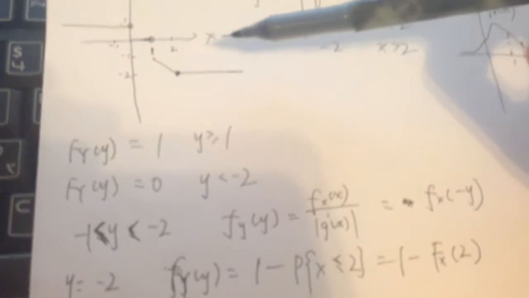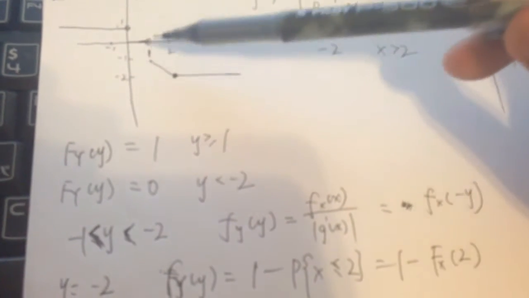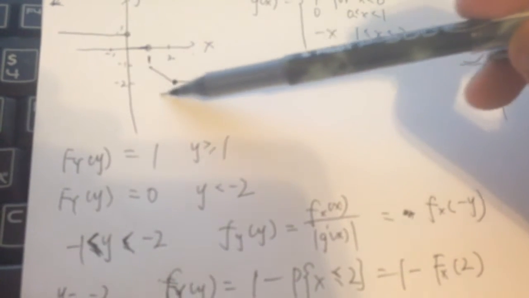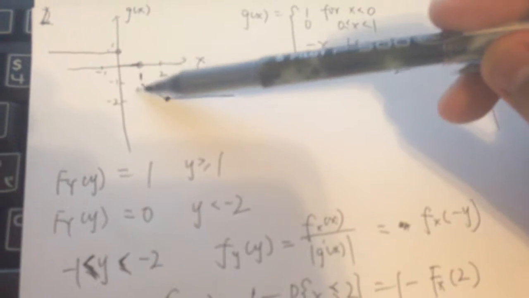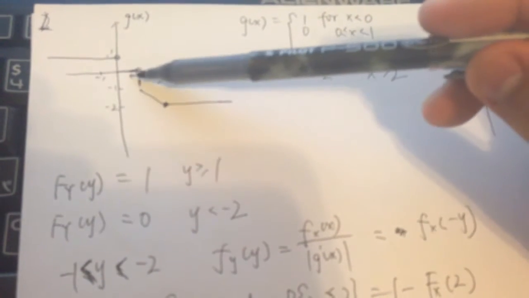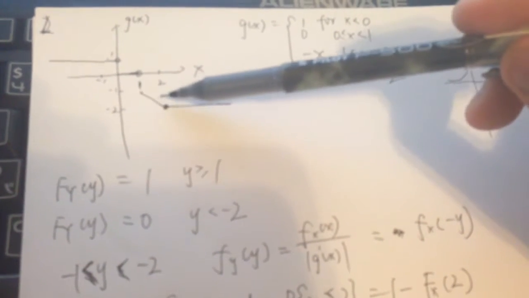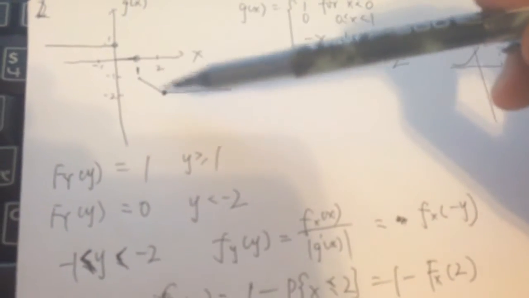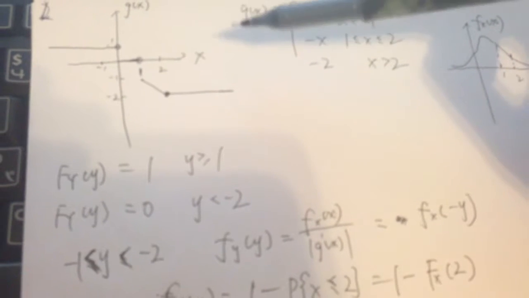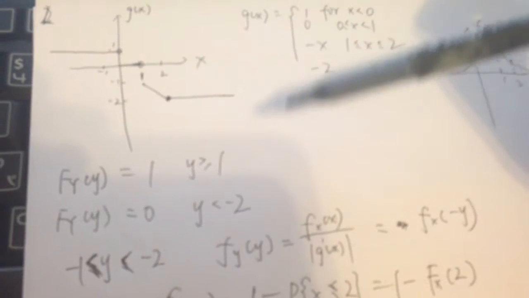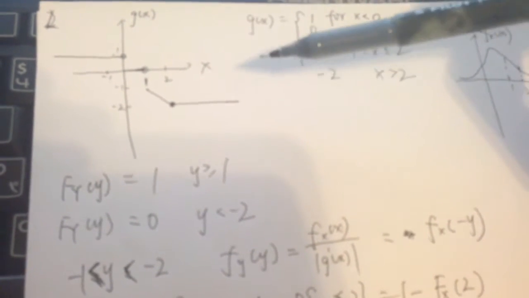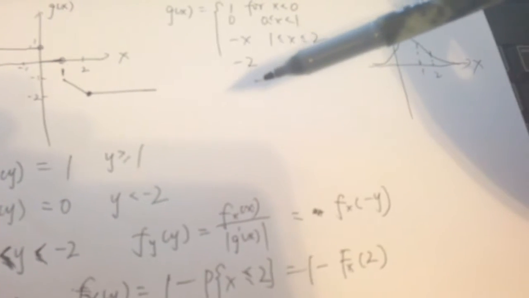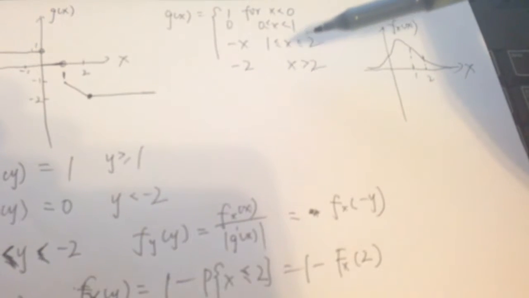But when y is between minus 1 and minus 2, we can see that this is to say x is between 1 and 2. Here we can use this is continuing, so we can use the fundamental theorem. dFy of y equals fx of x over the magnitude of g derivative of gx, and equals fx of minus y.